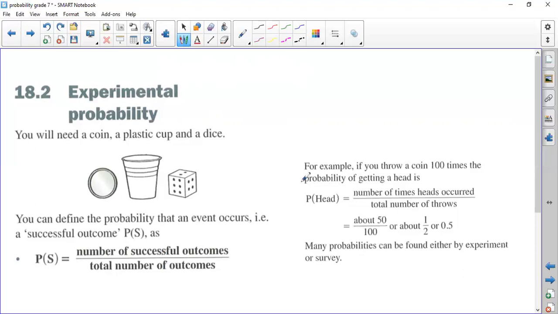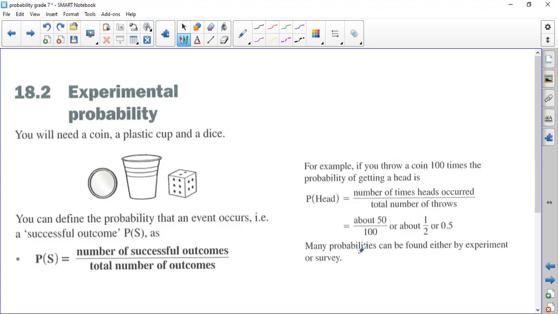For example, if you throw a coin 100 times, what is the total number of throws? It is 100. So the total number of outcomes will be 100. Now I want to find the probability of getting a head. Okay, so I throw it 100 times. I take note of each of the results in a table, and I see that the number of heads is 50. So the probability of getting a head will be 50 over 100, which is 1 over 2 or 0.5.